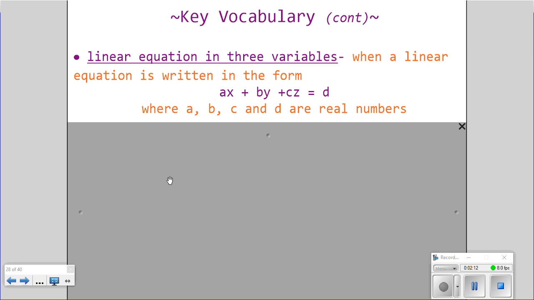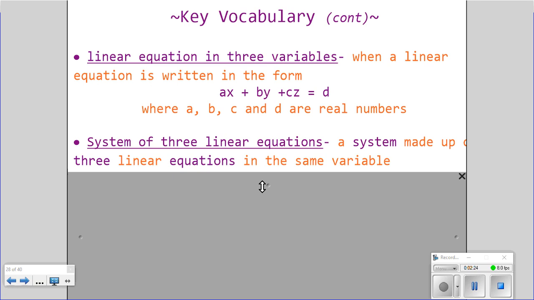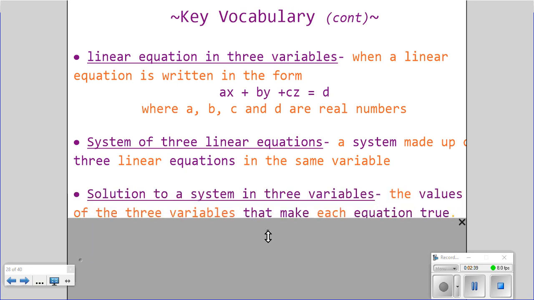A linear equation in 3 variables is a linear equation written in the form ax plus by plus cz equals d. A, B, C, and D are real numbers. A system of 3 linear equations is a system made up of 3 linear equations in the same variables. The solution to a system in 3 variables are the values of the 3 variables that make each equation true.